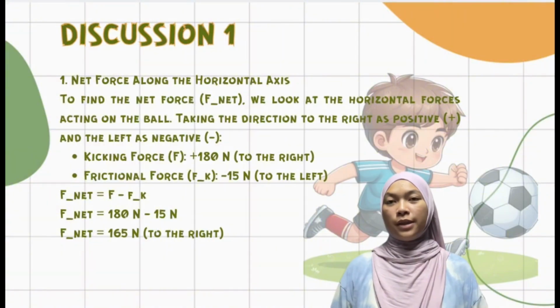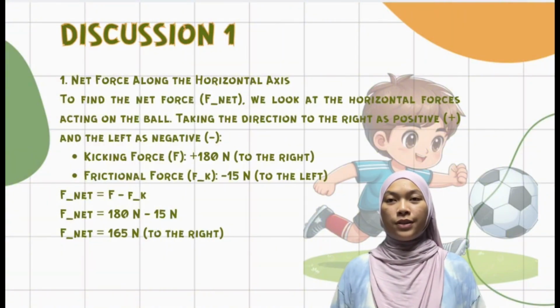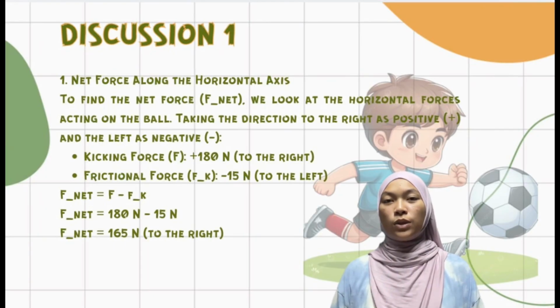Discussion 1. Net force along the horizontal axis. To find the net force Fnet, we look at the horizontal forces acting on the ball, taking the direction to the right as positive and the left as negative. Kicking force F, plus 180 Newton to the right. Frictional force Fk, negative 50 Newton to the left. We move to the calculation. Fnet equals F minus Fk. Fnet equals 180 Newton minus 50 Newton. Fnet equals 165 Newton to the right.